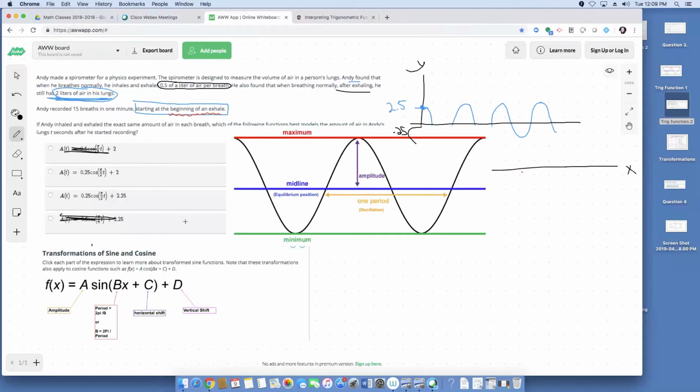The next thing we need to figure out, we could do one of two ways. We could figure out the period, but actually they have the same period, so that's not going to work. We don't need to figure out the period, since they're both the same. Let's figure out which one is correct, the 2 or the 2.5. So what is D? D is the vertical shift from the parent function.